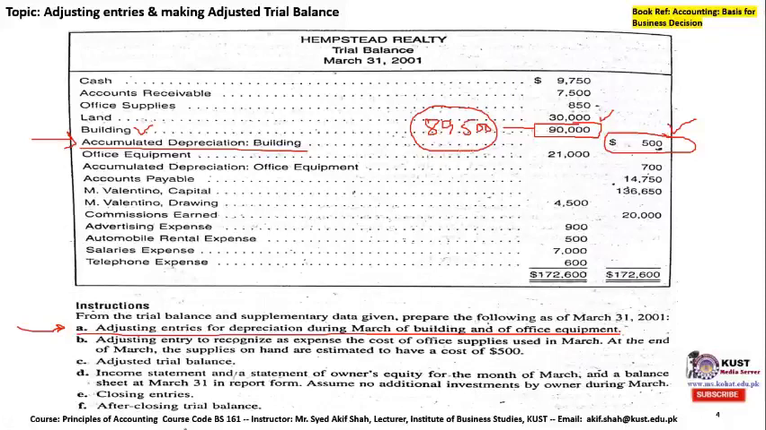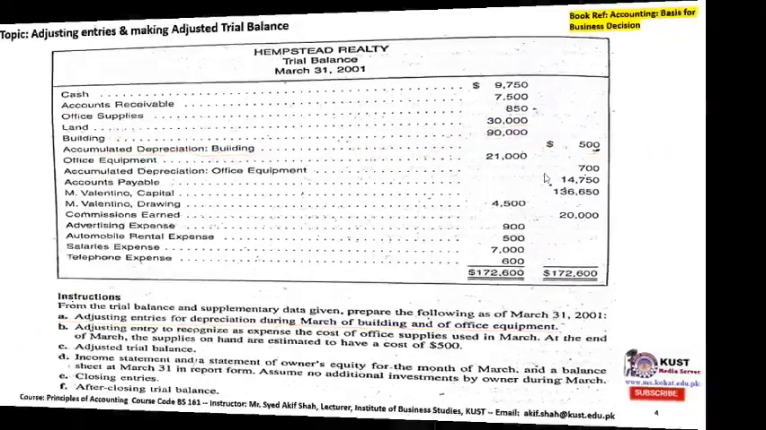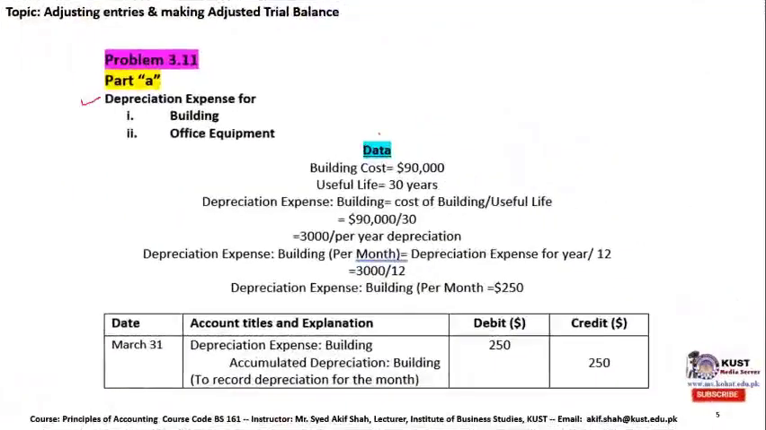$89,500. And the question is asking us to charge another depreciation for the month of March, because the month of March has also been completed. So therefore we have to charge certain depreciation against the building value. So how to do that? The procedure is to obtain or select the relevant data from the question, which is the building cost is 90,000. The useful life of the building is 30 years.